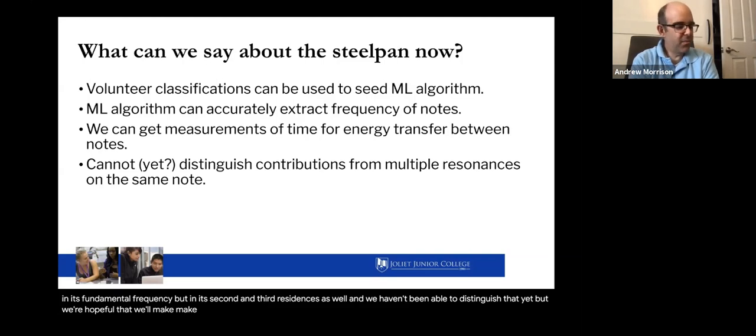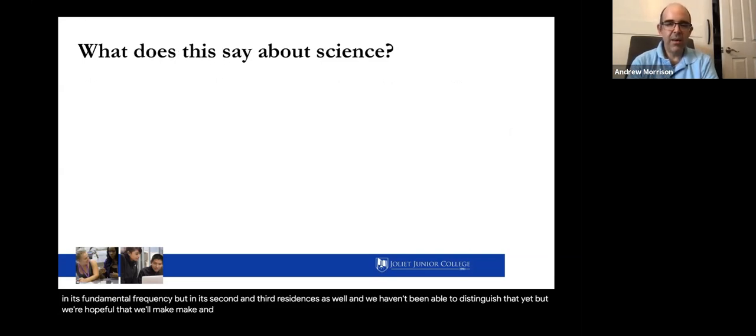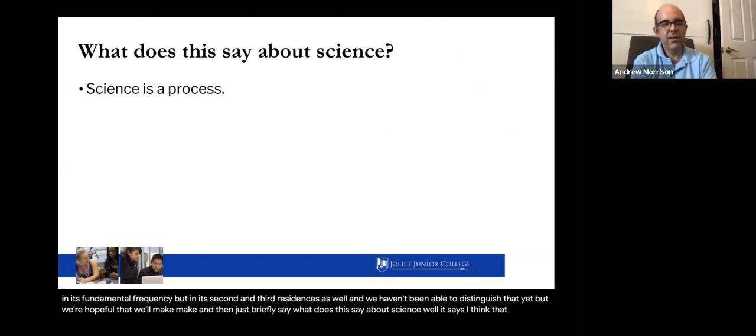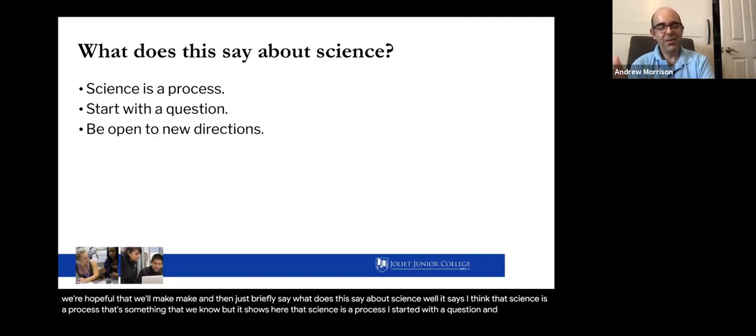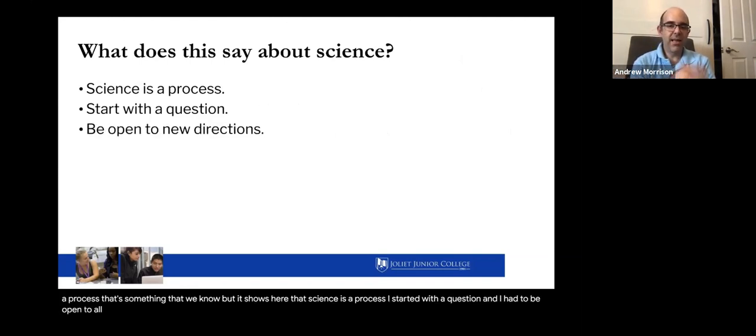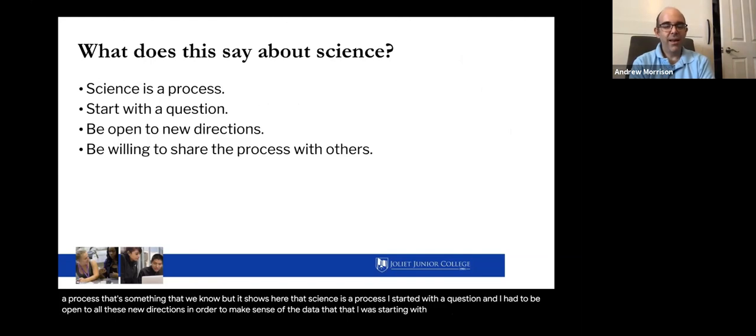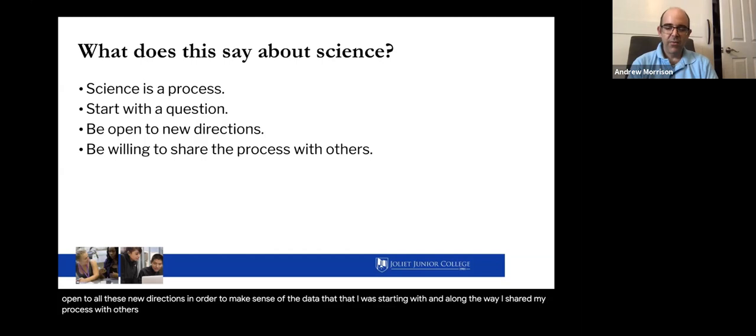And then just briefly, what does this say about science? Well, it says, I think, that science is a process. That's something that we know, but it shows here that science is a process. I started with a question, and I had to be open to all these new directions in order to make sense of the data that I was starting with. And along the way, I shared my process with others and got help from others, and they helped me, and I hope I helped them, and it was really, really great.